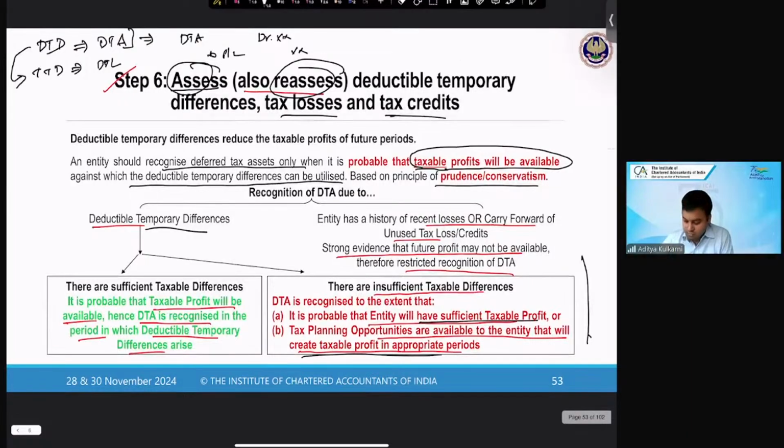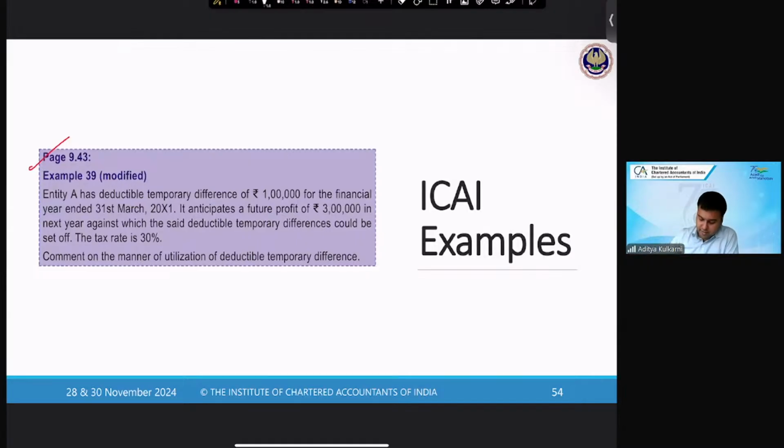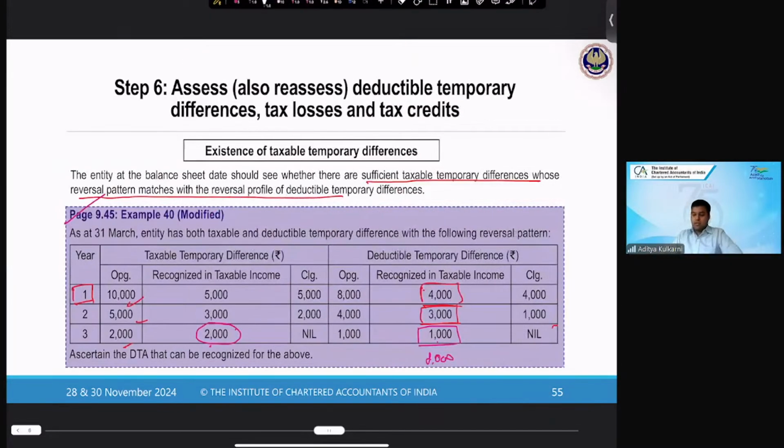Can you give an example of this, sir? I'm coming to give you an example only now. See, the entity will do this or will do this. Okay, let us do this.